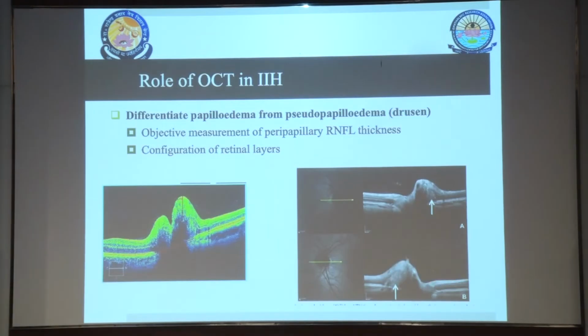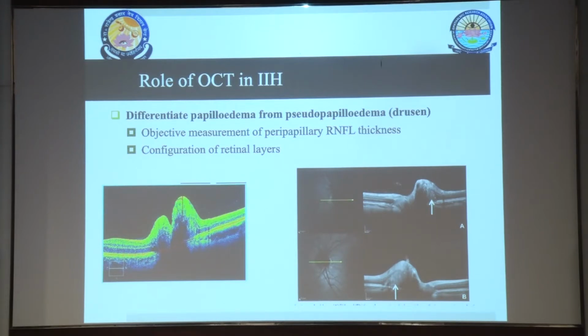The role of OCT is increasing day by day in neuro-ophthalmological conditions, and I think Dr. Smita would be talking about it later in this session. But in IIH, it has multiple roles. One, it is used to differentiate papilloedema from pseudo-papilloedema, particularly Drusen. You can see the configuration of retinal layers.